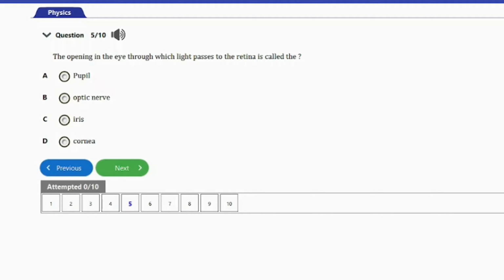It says, the opening of the eye through which light passes to the retina is called the A. pupil, B. optic nerve, C. iris, D. cornea. So guys, the answer to this question is option A, and that's the pupil. So let's go ahead and consider the next question. So guys, the next question we have here is question number 6.